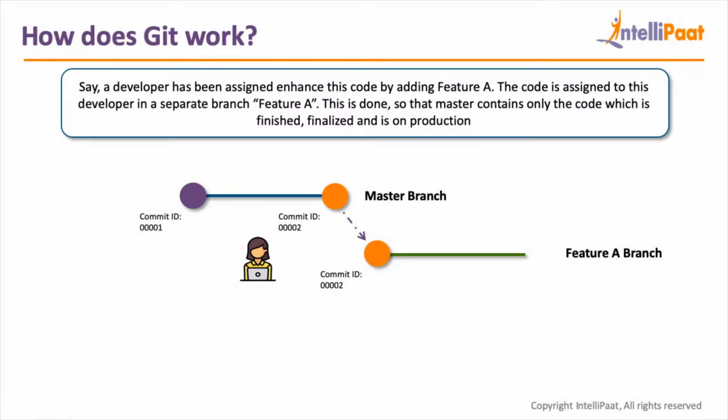So in this case, if I hired one developer and asked him to change the UI of my homepage, I add a feature A folder, which is the folder where the new UI will be added and worked upon by my new developer. So I create a new branch, copy the master branch code over here, and now this new developer starts working on this branch.